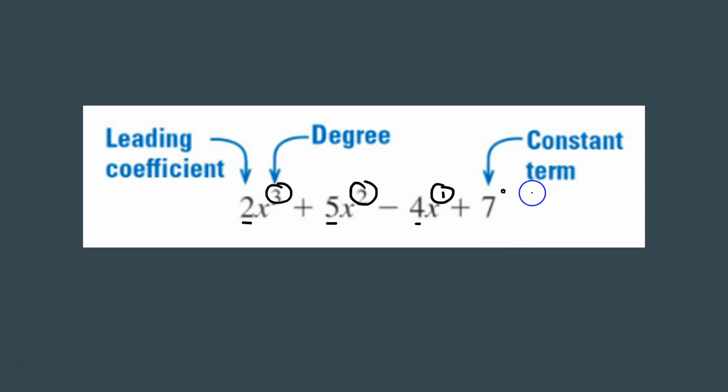The constant term is one that does not have a variable with it. So in this case, there's no x. That's why it's a constant term. It's just a single number. So it could be like 5, 7, -1, and so on.